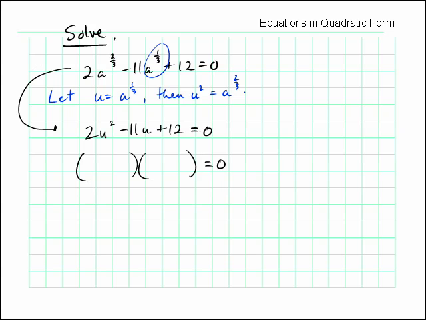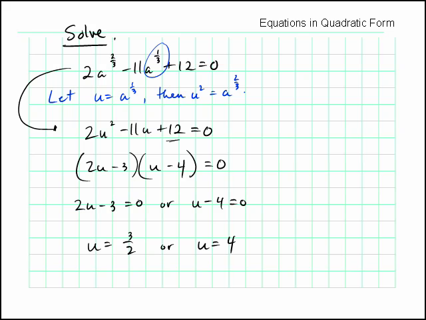This equation factors to 2u times u, and factors of a positive 12 here. That'll give me the correct middle term. We're going to go with -3 and -4. There we go. So 2u minus 3 equals 0, or u minus 4 equals 0. This one gives me the solution 3/2, and this one gives me a solution of +4.